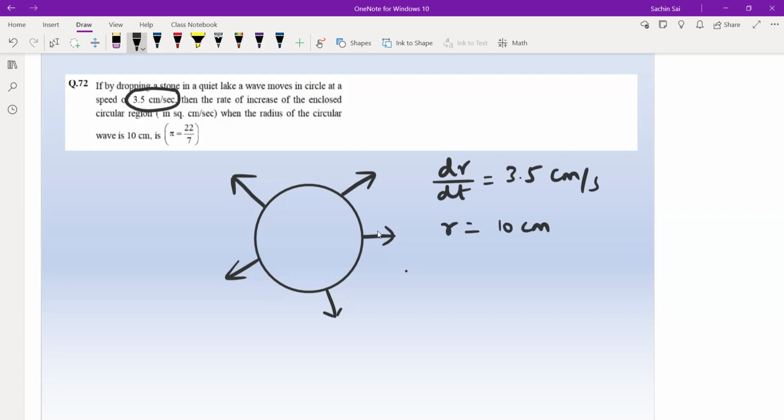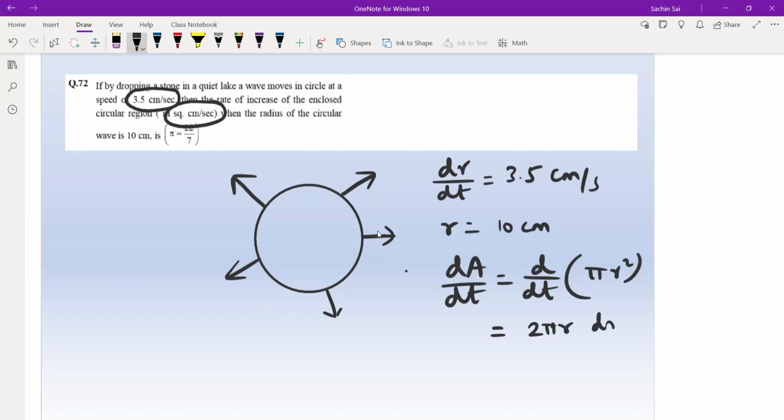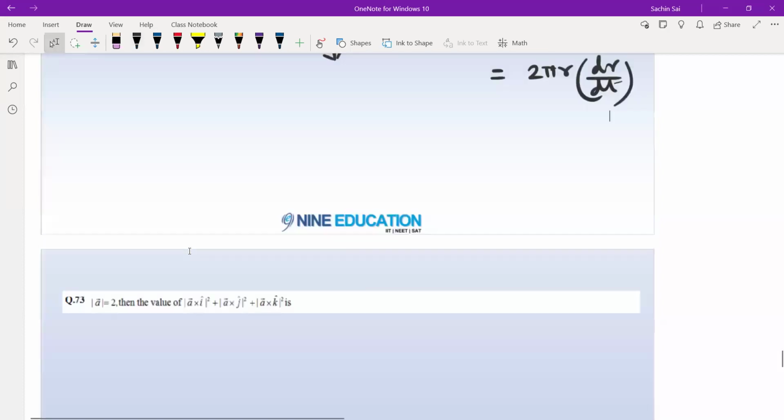And the radius is also given. The radius is 10 centimeter. You need the rate of increase of the enclosed circular region. That is dA by dt. Another hint is that they've mentioned the units also, right? So this will be d by dt of pi r square. Do not forget to use the chain rule of differentiation here. So you get 2 pi r times dr by dt. So you may have to round off the answer also here. But they've given you an approximate value of pi to be able to do that. So it is not a problem.